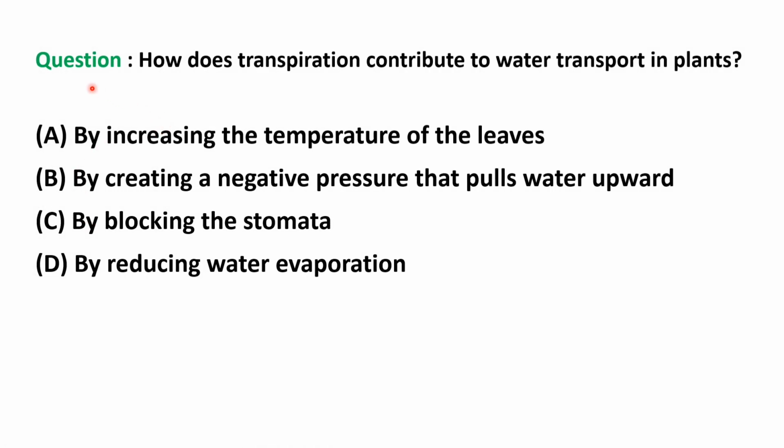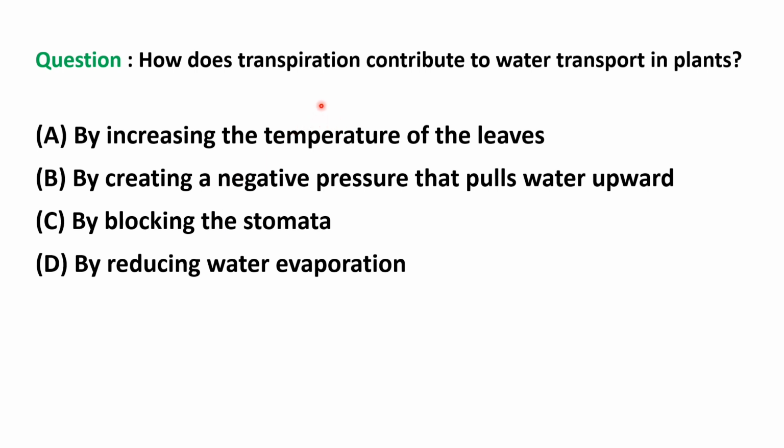So this is our question 2. How does transpiration contribute to water transport in plants? A. By increasing the temperature of the leaves. B. By creating a negative pressure that pulls water upward. C. By blocking the stomata. D. By reducing water evaporation.